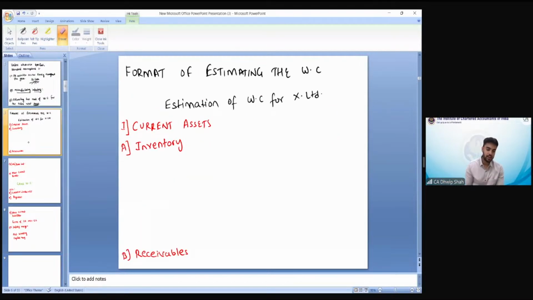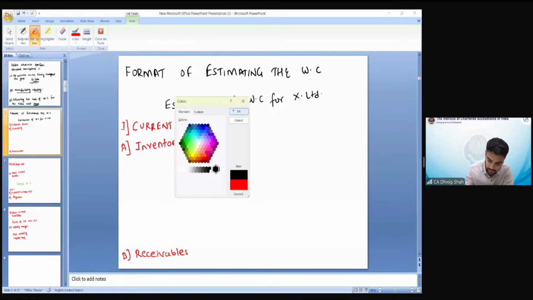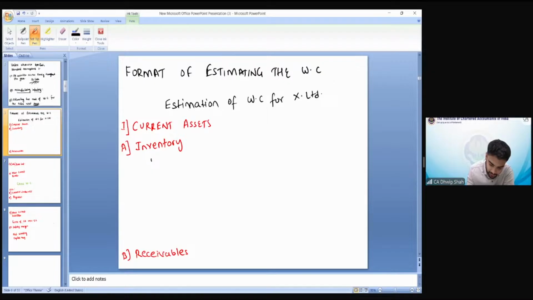Okay? Now inventory. As I told you, we are estimating the working capital for a manufacturing industry. Inventory would be of 3 types. Which inventory would it be? Raw material, we have WIP, and we have finished goods. Okay? So this is our format of estimating the working capital.